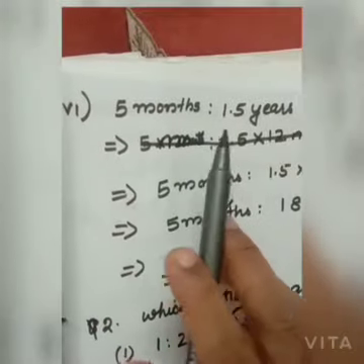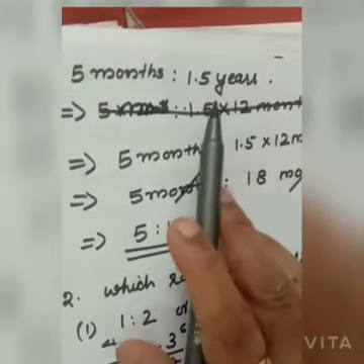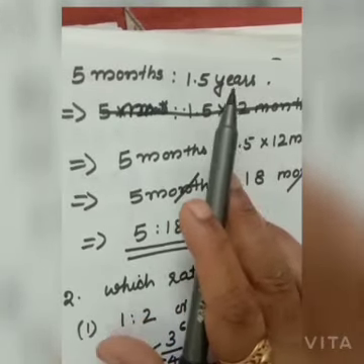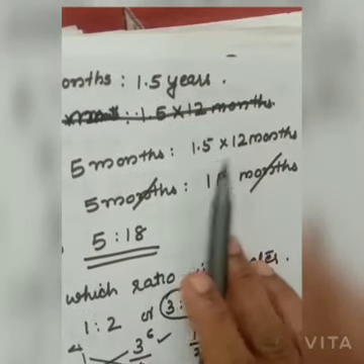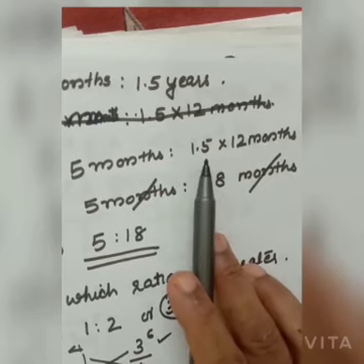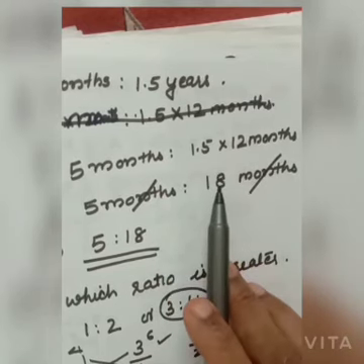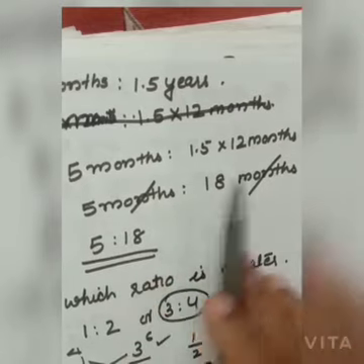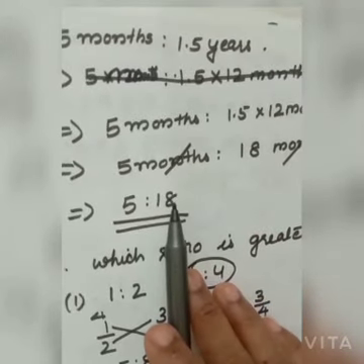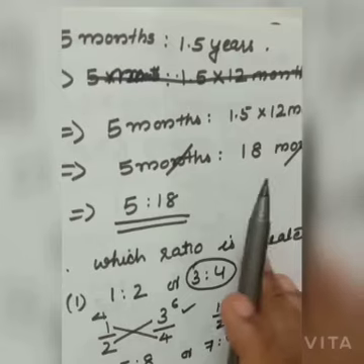Next, 5 months to 1.5 years. Convert year to month, that is easy, by multiplying by 12. Okay. 5 months, 1.5 into 12 is 18. Month will cut off, 5:18. You can't cut out 5 and 18 in any one number table, these both numbers.